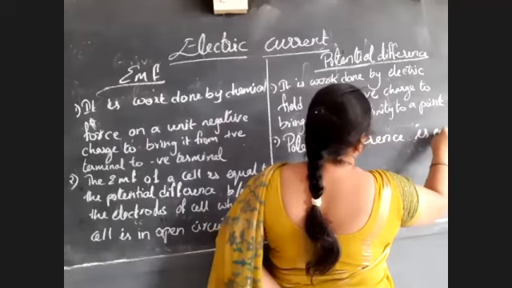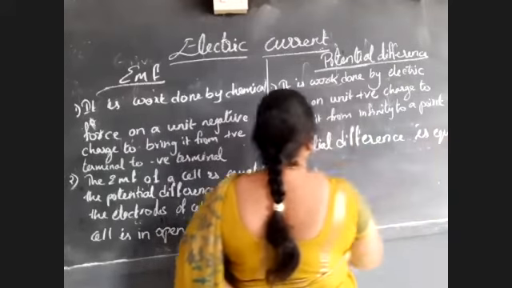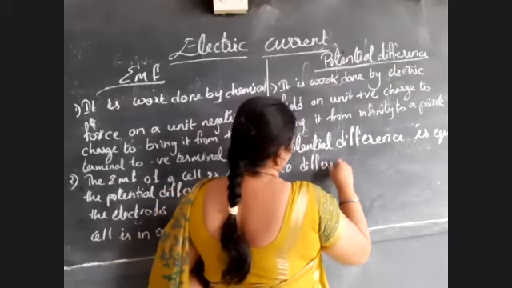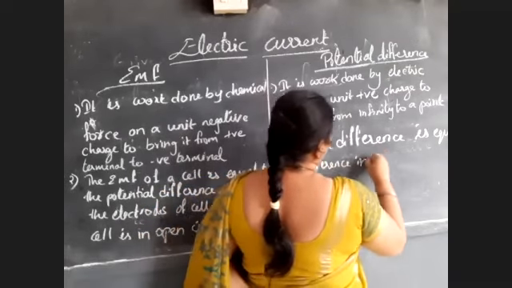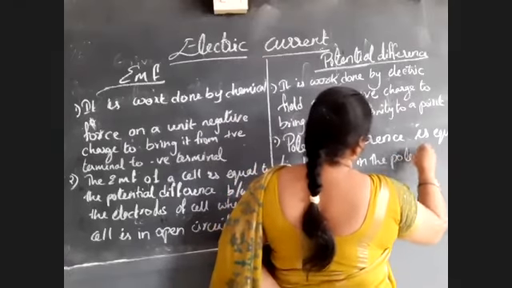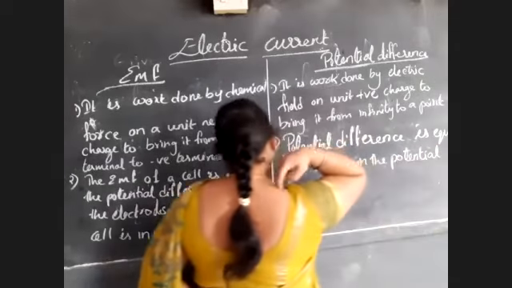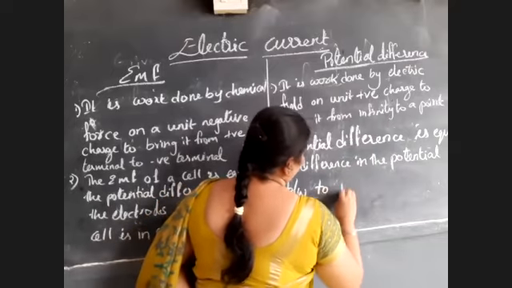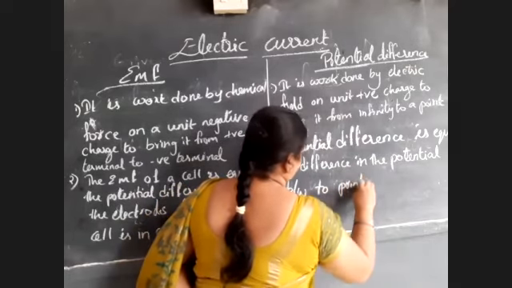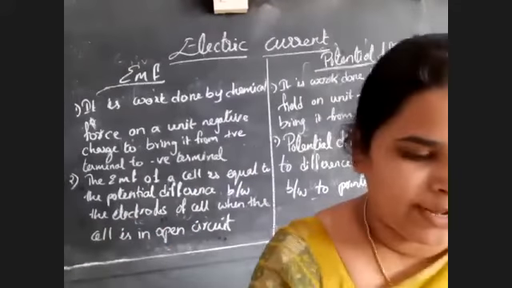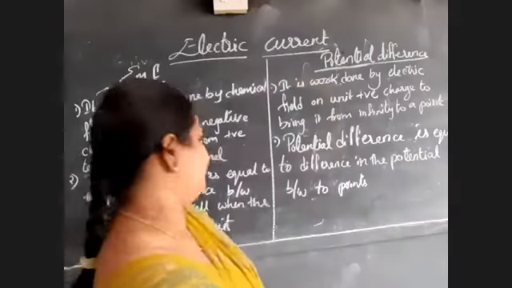Is equal to the difference in the potential between 2 points in the circuit. Between any 2 points in a closed circuit.